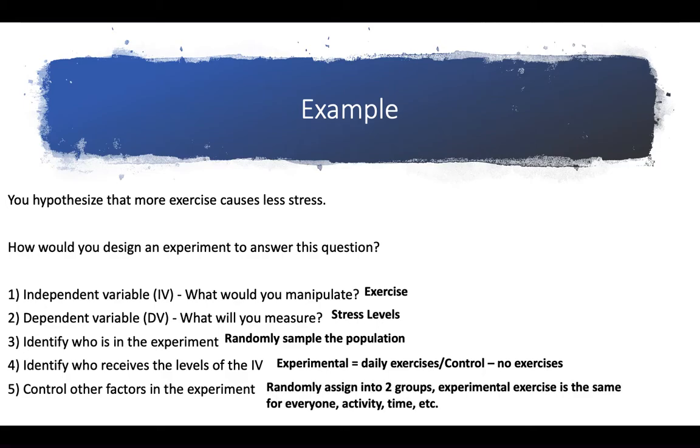Now, there are many ways we can control factors in our experiment. We've already randomly sampled the population. We'll want to make sure that we randomly assign our participants into our experimental and control groups. We can ensure that the experimental exercise is the same for everyone, so what type of exercise, how long it lasts. We could control many things in this example.